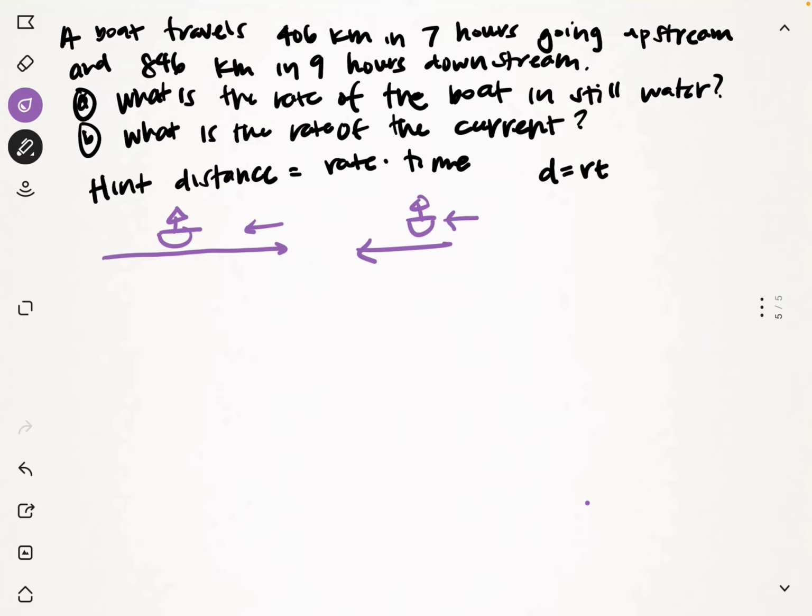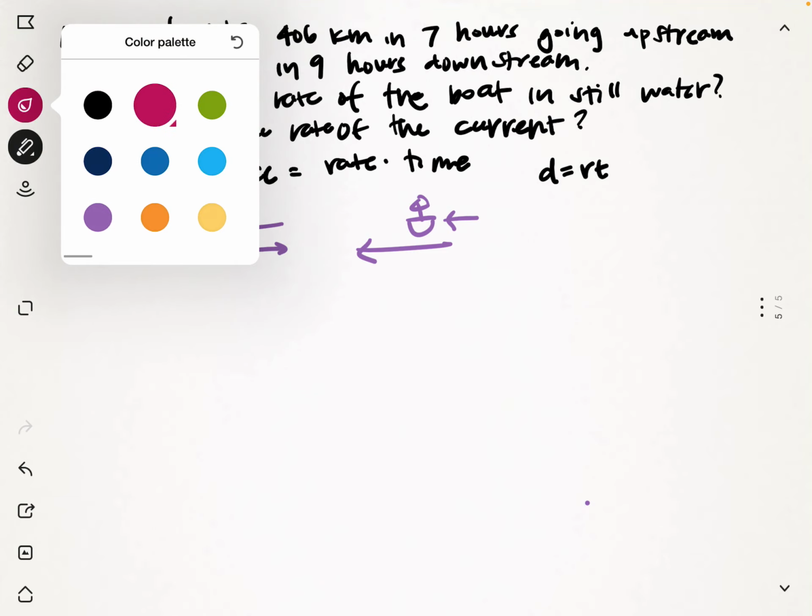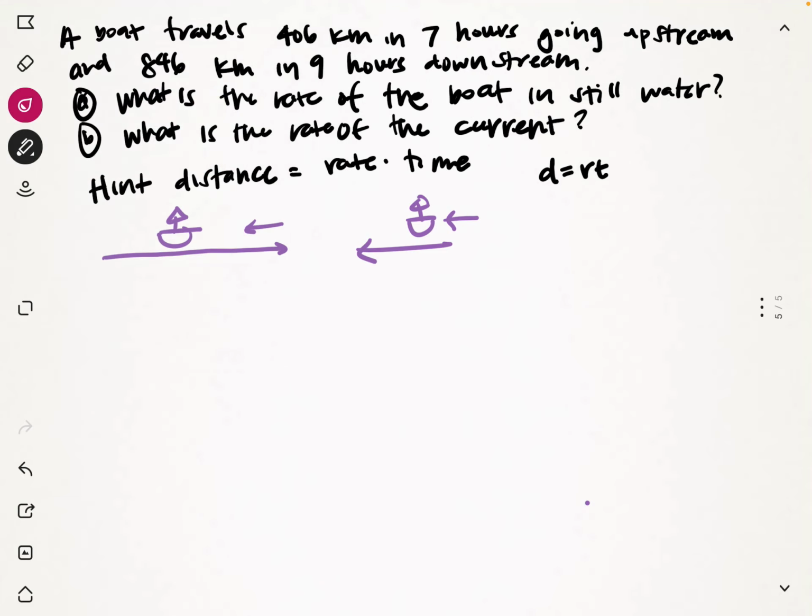Okay, so let's read this whole problem. It says a boat travels 406 kilometers in 7 hours going upstream and 846 kilometers in 9 hours going downstream. So what's the rate of the boat in still water and what is the rate of the current? If you guys have had physical science, then you should probably recognize D equals RT. What that means is the distance is equal to the rate times the time.